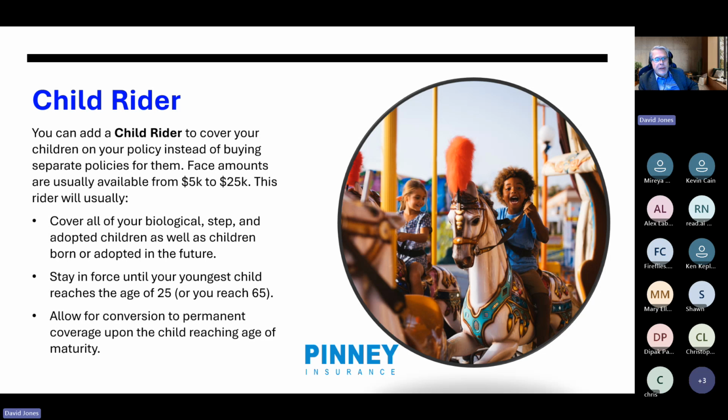This will stay in force, for most of the riders and most carriers, until your youngest child reaches the age of 25 or the insured parent reaches the age of 65. It also allows for conversion to permanent coverage once the child reaches that age of maturity, age 25, they can convert it to something permanent and take over at that point. Hopefully at 25, 26, they're out of the house. Maybe they're going to college, maybe starting their own families, and that's a good thing. They won't have to qualify medically for that at that time.